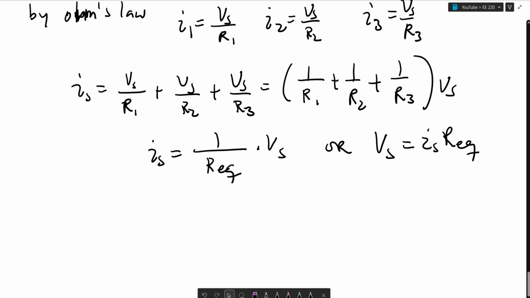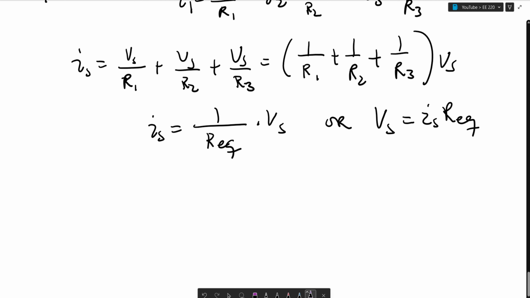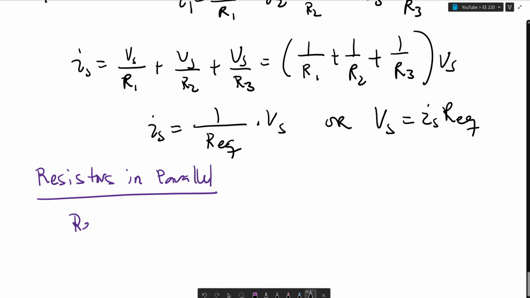where let's not mistake this R equivalent for the in-series R equivalent, because in this situation, and I'll write this down explicitly, for resistors in parallel, 1 over R equivalent is equal to 1 over R1 plus 1 over R2 plus 1 over R3.